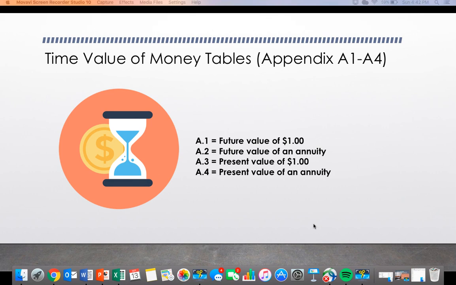So if you have the textbook, I would open it up to page 454. That's where these appendices start, and we're going to be using A1 through A4. And I've given you just a little overview here of the 4 different tables we're going to be using. So A1 is going to help us calculate future value of a dollar. A2 is going to help us calculate future value of an annuity. A3 is going to help us calculate present value of a dollar, and A4 is going to help us calculate present value of an annuity. So again, make sure you have the textbook handy.